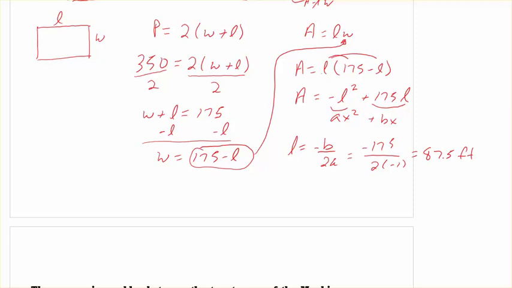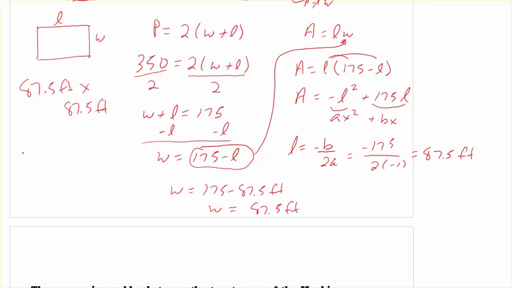Now we want to find the width, so we can go back to our first equation, 175 minus 87.5 feet, and that'll give us a width of 87.5 feet. So the optimal area, the largest area, will be 87.5 feet by 87.5 feet, which is a square.